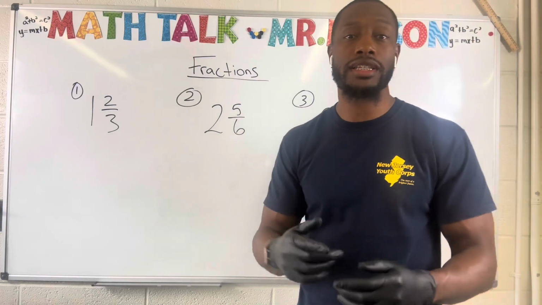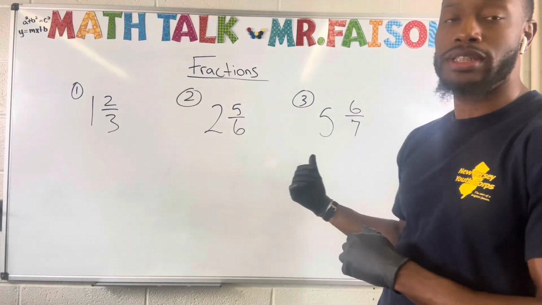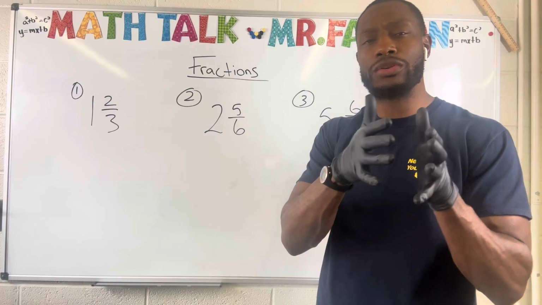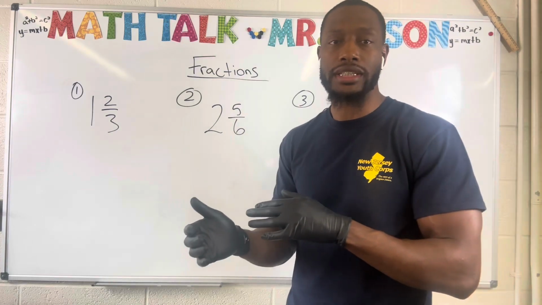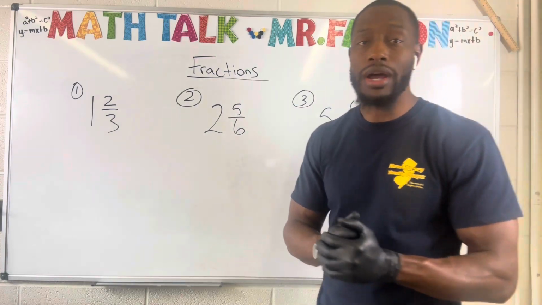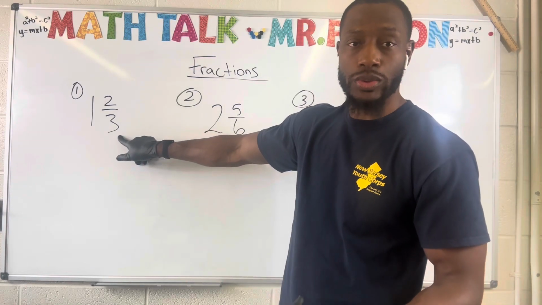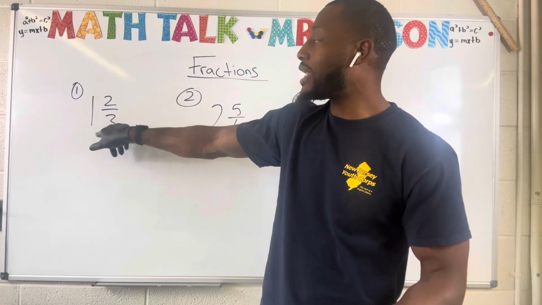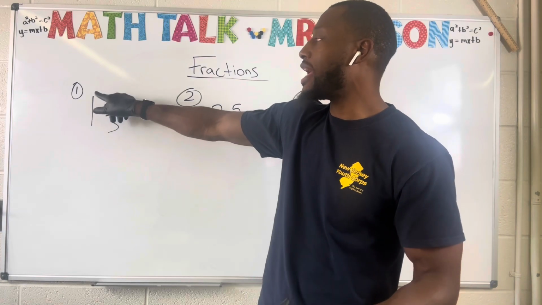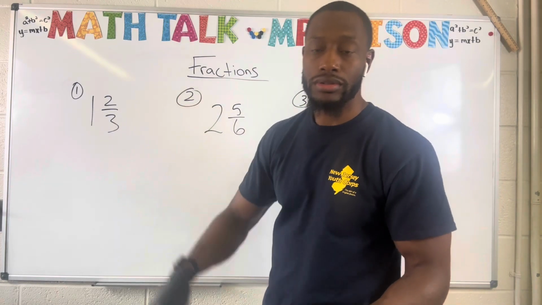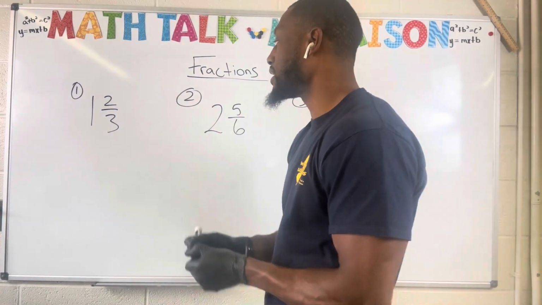All right, so check this. Now what we're looking at is all mixed numbers. The question is, how do we turn mixed numbers into improper fractions? Super simple. First thing we'll do is take the denominator, which we just learned what that is, multiply it by the whole number, and then add the numerator. So what that looks like is this.